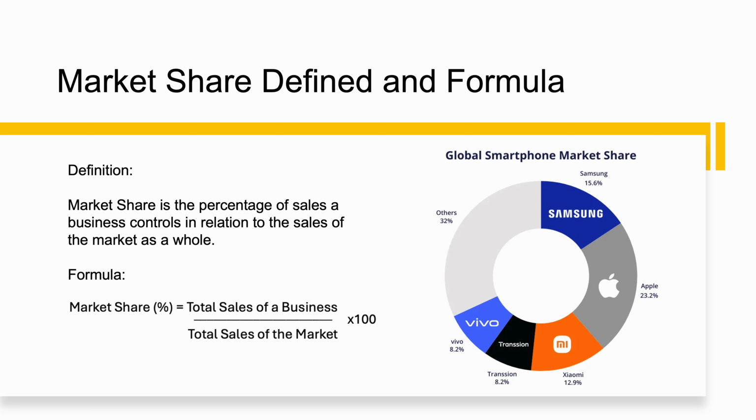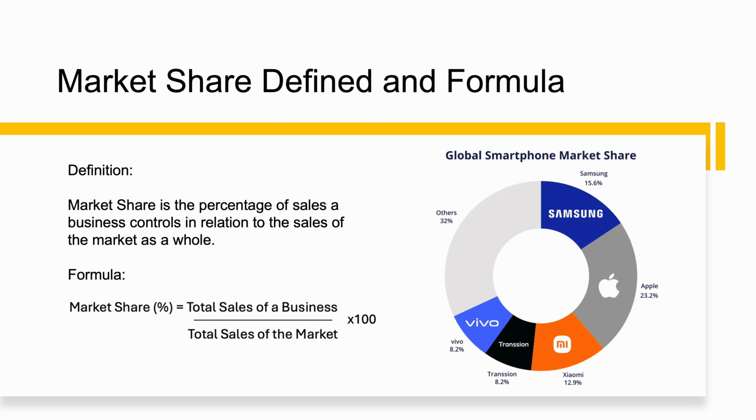Market share defined and formula. So our definition of market share is the percentage of sales a business controls in relation to the sales of the market as a whole. And the formula is market share equals total sales of a business over total sales of the market in which that business operates. Then you times that by 100.